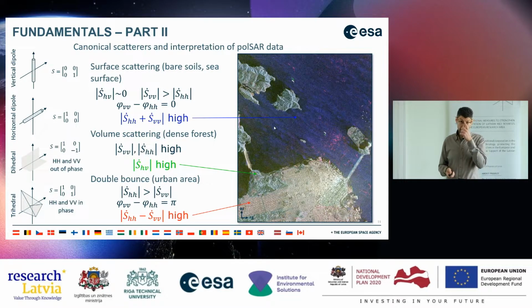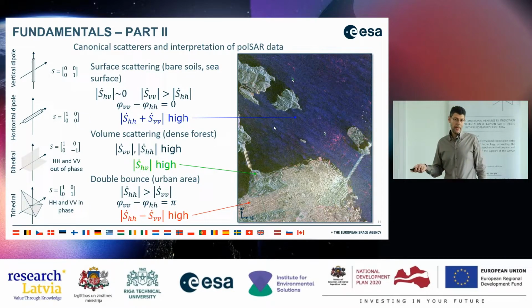Then you have the volume scattering, which occurs in forests or, in some cases, buildings. In this case, both copoles are high, but the cross pole is usually larger than in the other cases. And if you color code these in green, you see, for example, here in the San Francisco Bay, that green is dominant over vegetated areas.